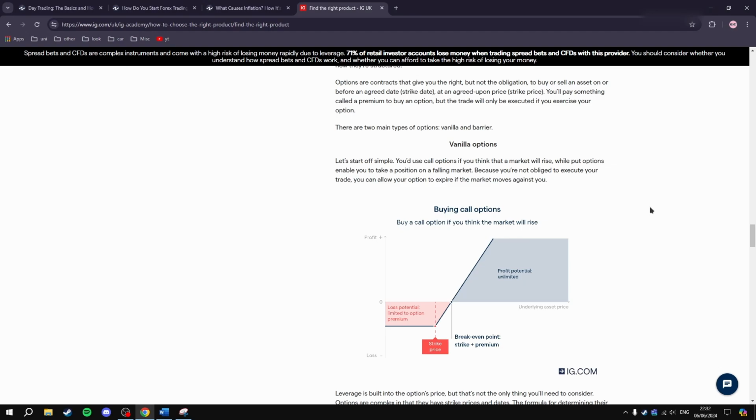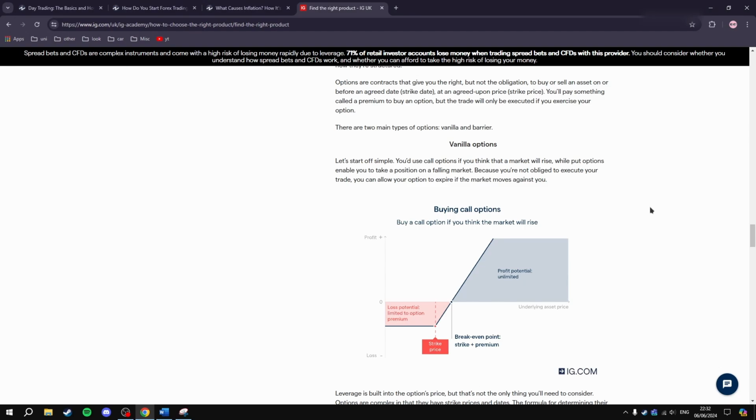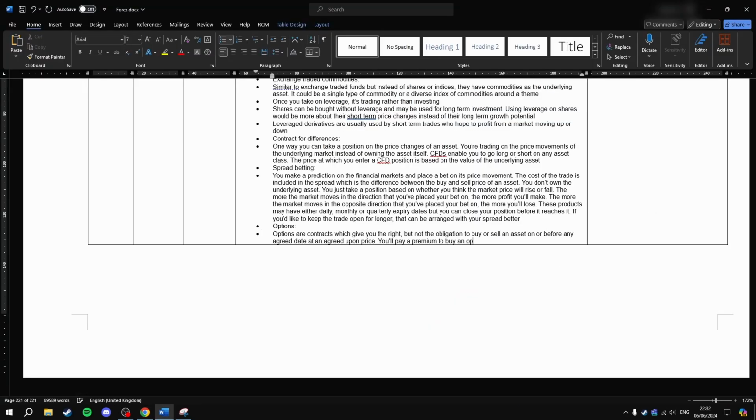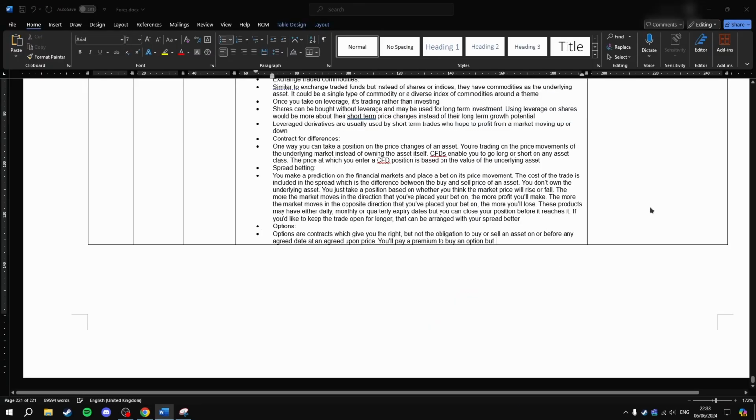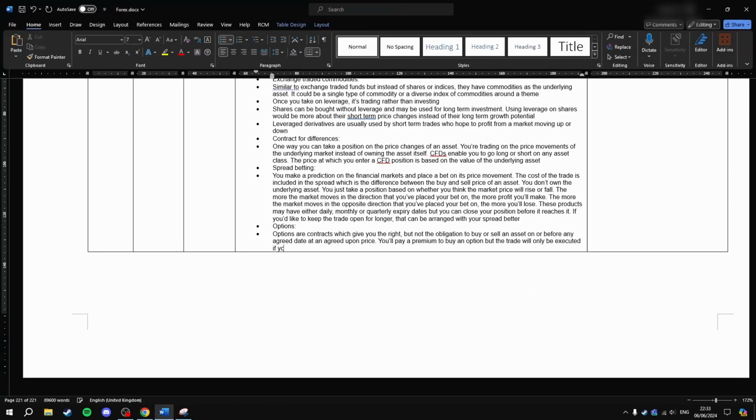You'll pay something called a premium to buy an option, but the trade will only be executed if you exercise your option.